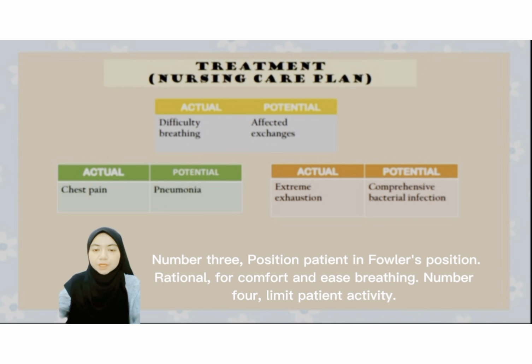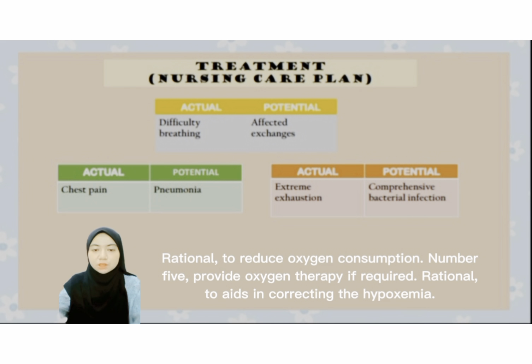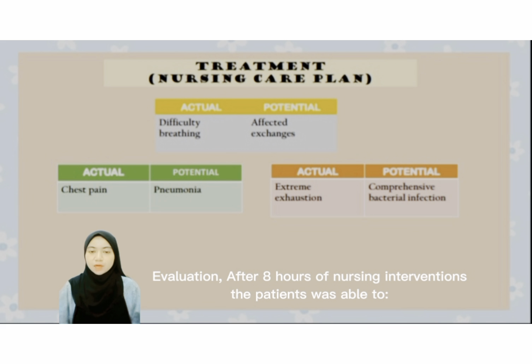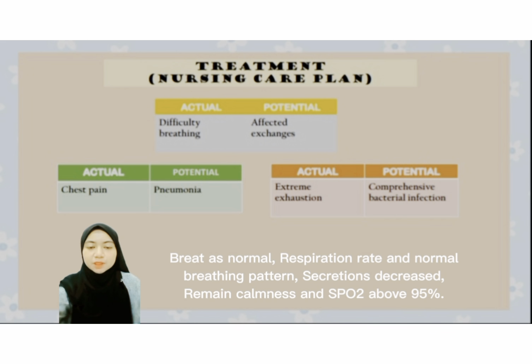Number 4, limit patient activity. Rationale: to reduce oxygen consumption. Number 5, provide oxygen therapy if required. Rationale: to aid in correcting the hypoxemia. Evaluation: after 8 hours of nursing intervention, the patient was able to breathe normally, with normal respiration rate and breathing pattern, secretion clearance, remained calm, and SpO2 above 95%.